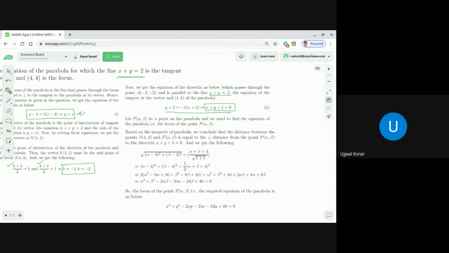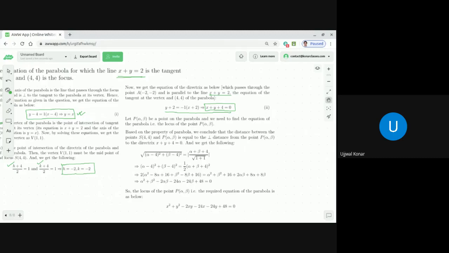Now, based on the property of the parabola, we conclude that the distance between the point (4, 4), which is the focus, and (alpha, beta), that is P, is equal to the perpendicular distance from the point (alpha, beta) to the directrix. That is the fundamental definition of a parabola. If you recall, that is the eccentricity equal to 1. The distance between any point on the parabola and the focus is equal to the perpendicular distance from that point to the directrix.